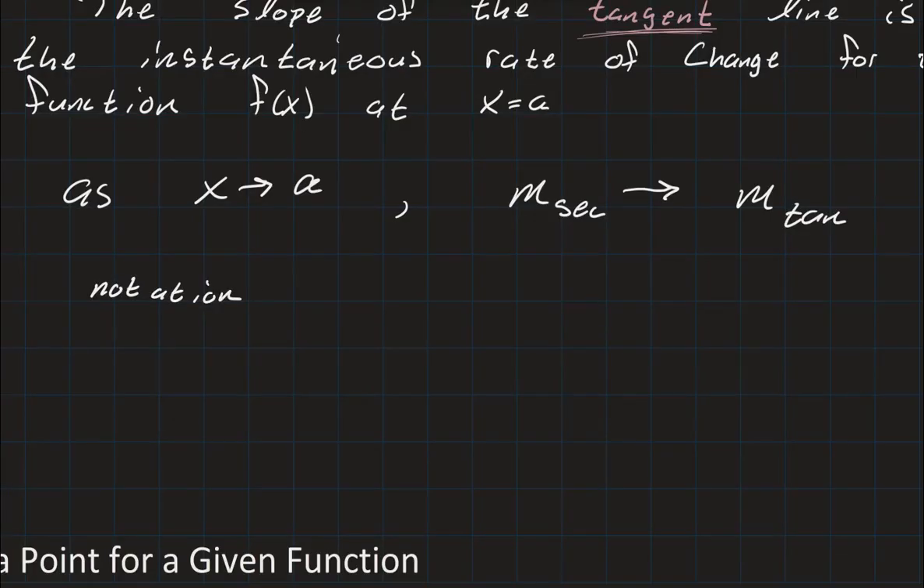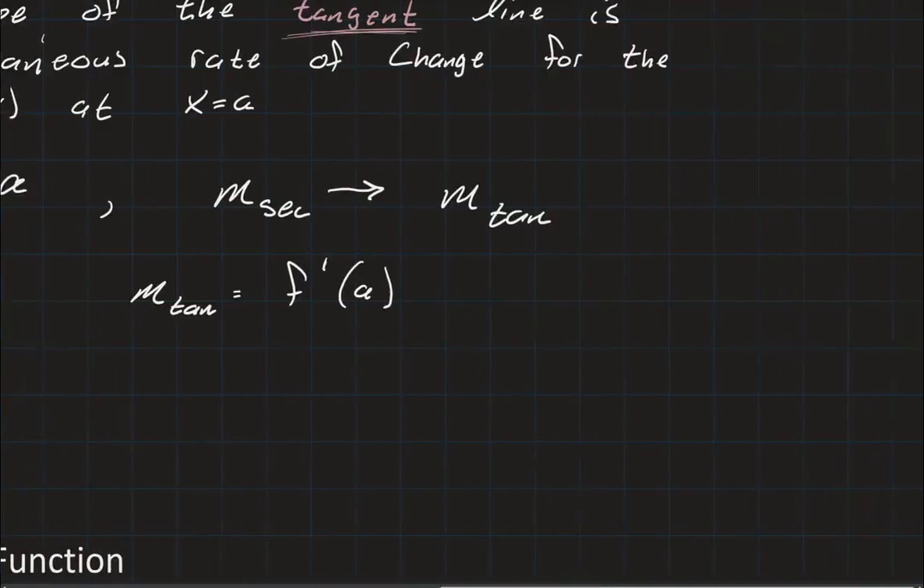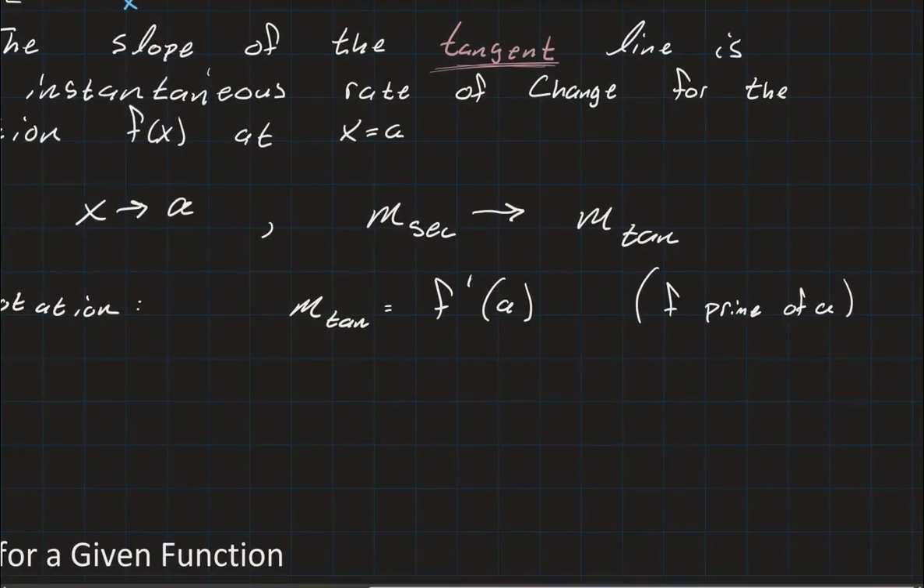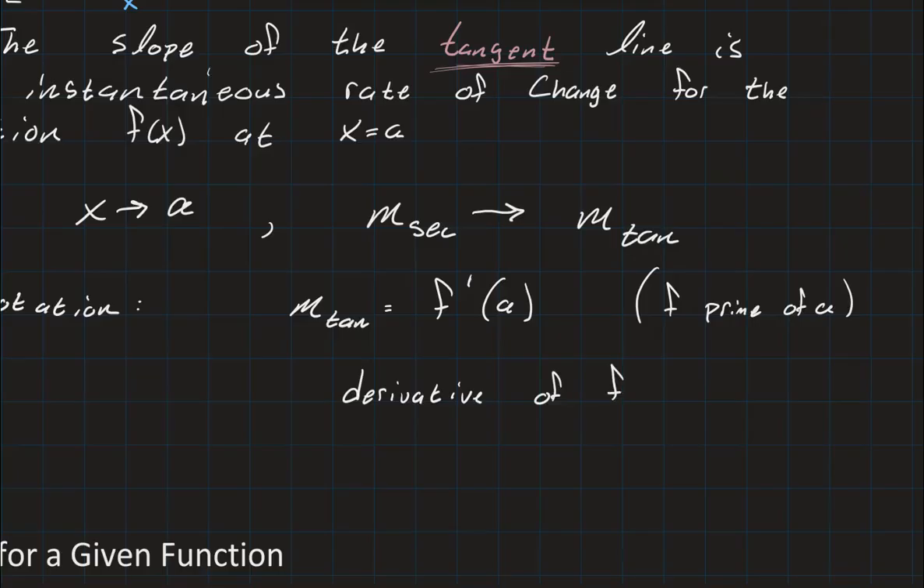We don't really like to use m. M is really a linear notation. So the way that we denote the tangent line, or the slope of the tangent line, we say the slope of the tangent line is equal to f with this little tick mark. We call this f prime of a. And that is the slope of the tangent line, or we also call it the derivative of f of x at x is equal to a.